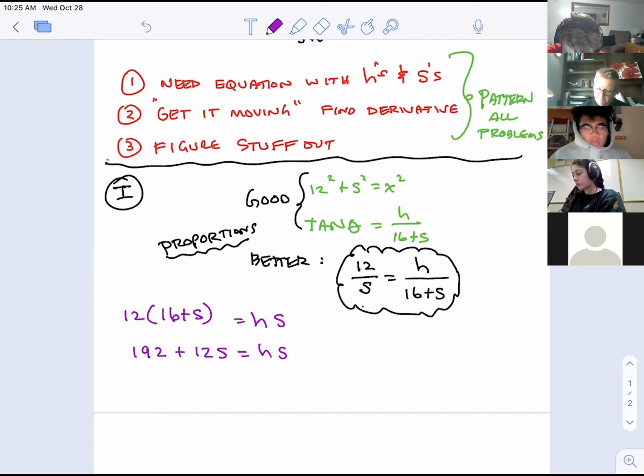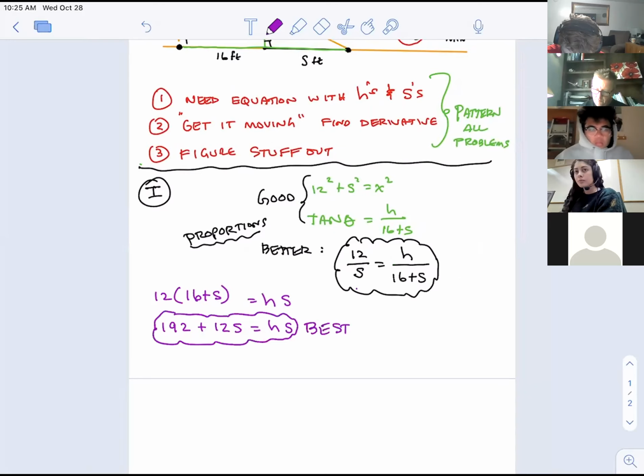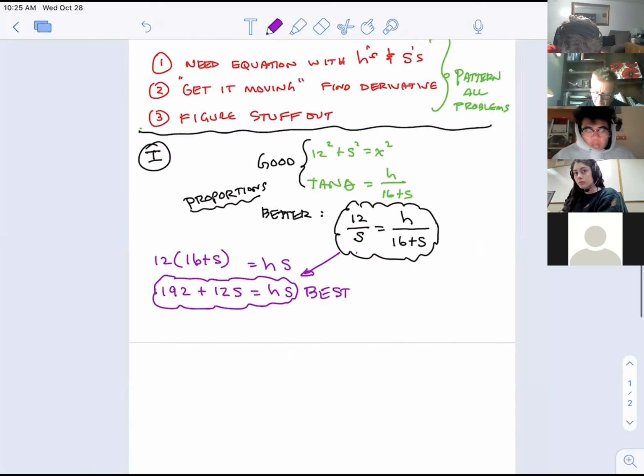So now let's get this thing moving, but I'm going to use this one instead. I'm even going to write the word best here. That's even better. These are the same equation, but I'm going to use that equation. So let's take its derivative. Let's get it moving. Now, you have to think carefully about what we've been learning lately. So the derivative of this. What is the derivative of 192? Oh, that's easy. That's 0. Okay, good. What's the derivative of 12 times S?